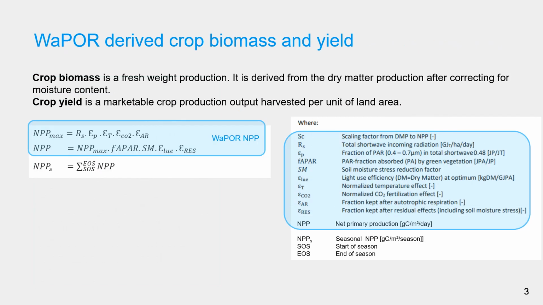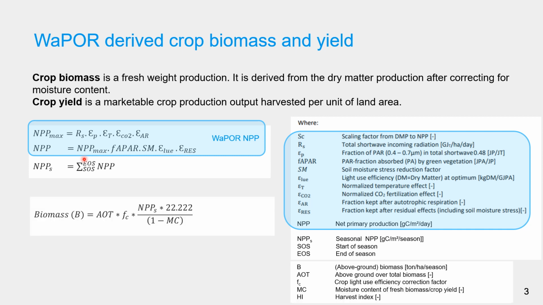The WaPOR NPP layer is the base to derive crop biomass and yield. Crop biomass is defined as a fresh weight production. Crop yield is a marketable crop production output harvested per unit of land area. Crop biomass and yield are calculated from the WaPOR NPP layer, which is the dry matter production reported in gram carbon per meter square per day. The steps include: first, the seasonal net primary production is calculated by accumulating the NPP layers within the crop growing period. That is, from the start of the season to the end of the crop season.